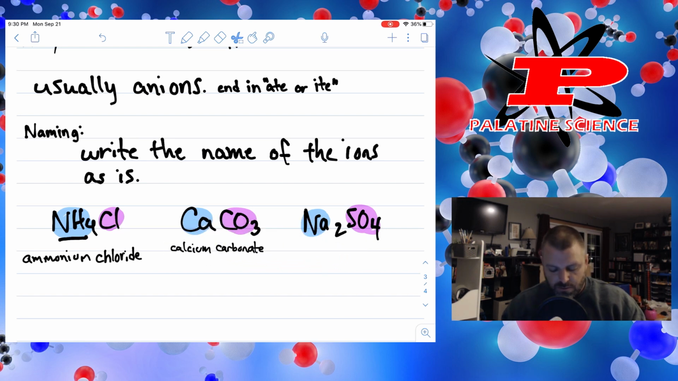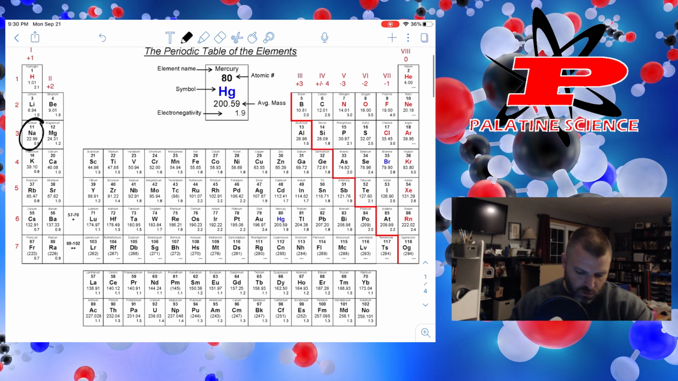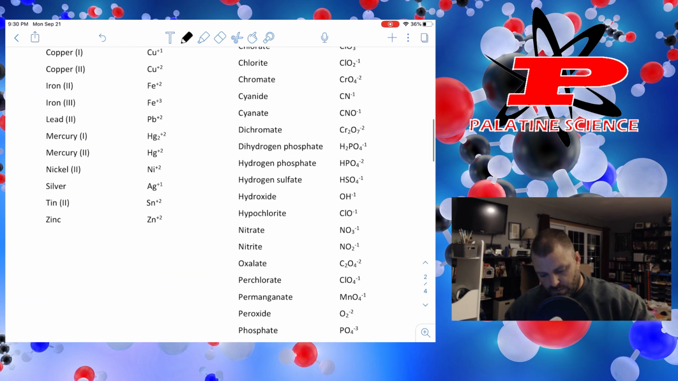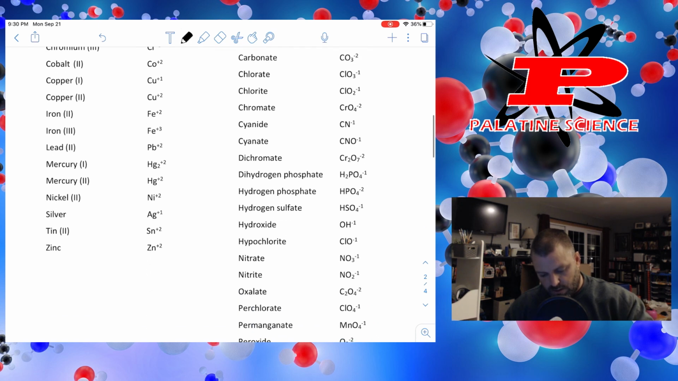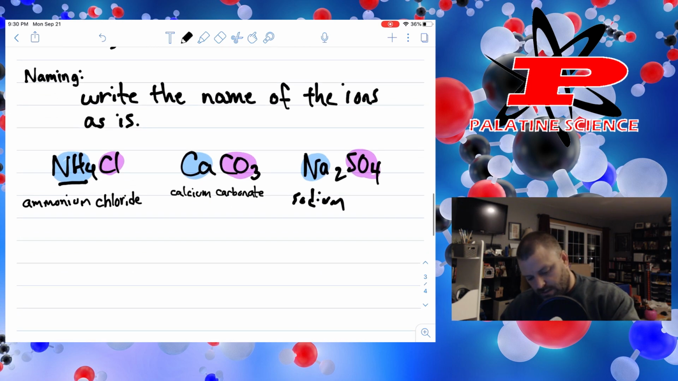You're not worrying about subscripts other than matching those subscripts. Over here we have sodium. Sodium is on the front of the periodic table. It is a cation. Sodium is right here in group 1, period 3, sodium. And then we look up the anion, which is SO4, and we find the SO4, which is down here, sulfate. All right, so we just name it as is. Can't get much simpler than that. Sodium sulfate. And then I'm going to take my scissors and I'm going to resize it to make it look nice and neat. So that's all you're doing.